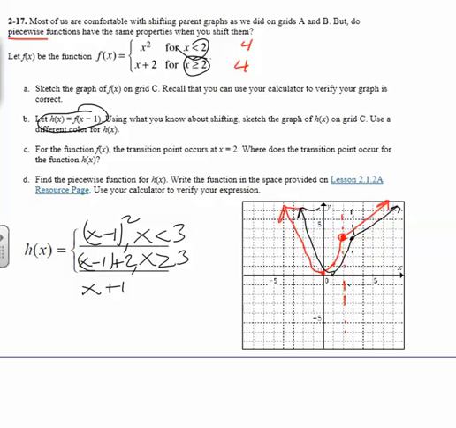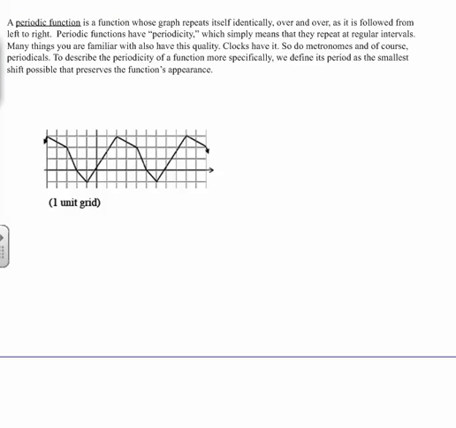Okay, next one. All right, here's our definition of a periodic function. This is an example here of a periodic function. A periodic function is one where the graph repeats itself identically over and over again. So as you follow it from the left to the right, we see it goes down and then back up to right here, and then it repeats exactly the same shape at the same slope, everything over and over.